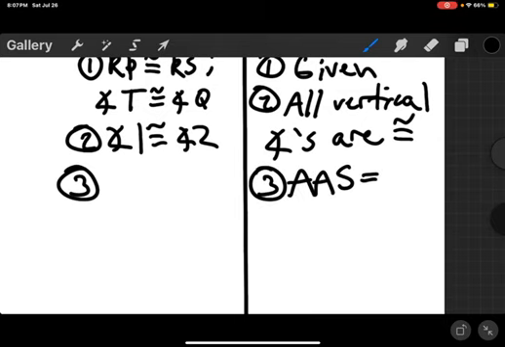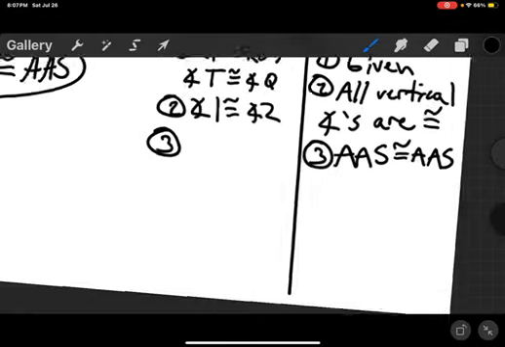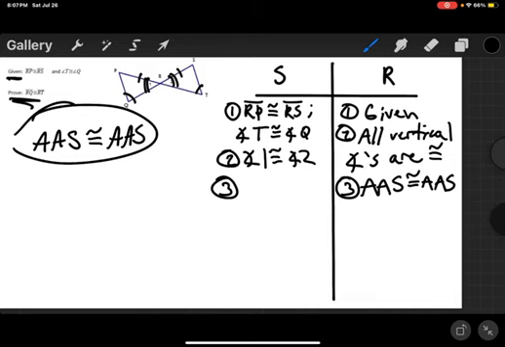Angle side is congruent to angle side. So we can just say triangle PQR is congruent to triangle, make sure you're going in the right order, STR. So we already wrote the reason for that.